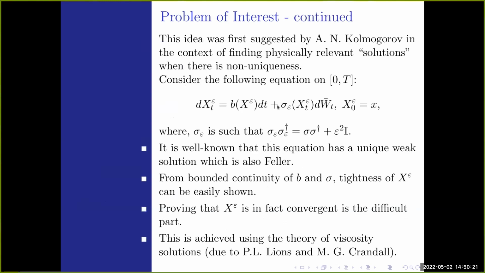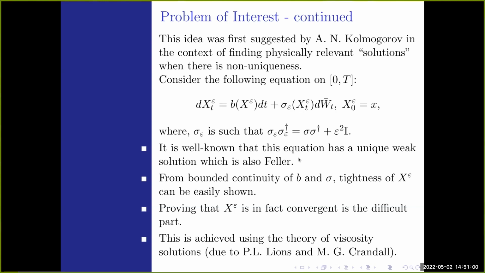This kind of idea was actually introduced by Kolmogorov in the context of finding a physically relevant solution from the class of multiple solutions. So we just perturb it and we see where the limit takes us. This is the perturbation that we want to look at. Since the perturbation is non-degenerate, we know that it is guaranteed to have a unique weak solution, which will also be Feller. By Feller, I mean it is a Markov process and it is a Feller Markov process.